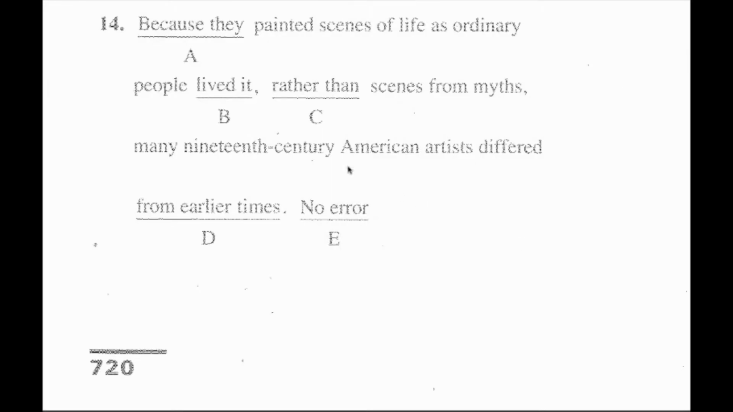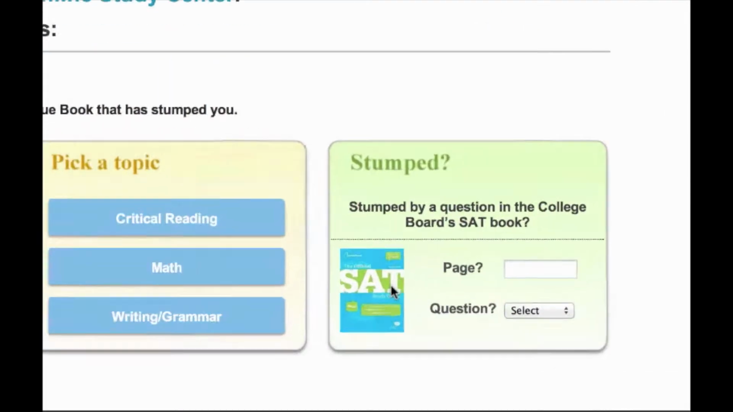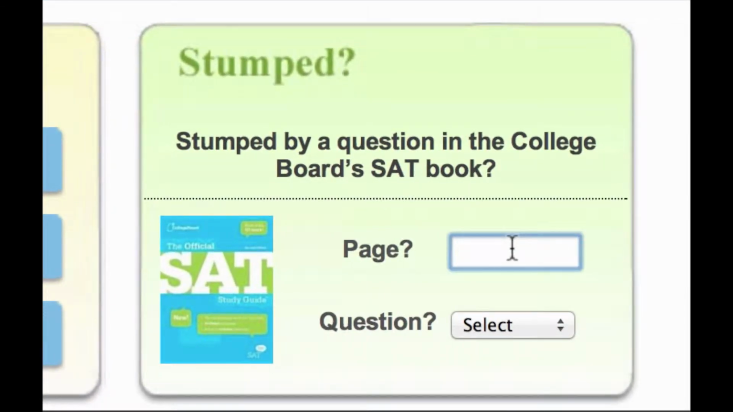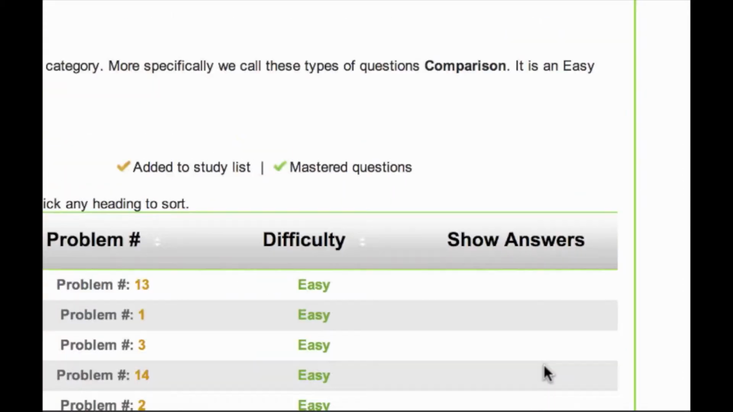Because we know that the answer is definitely not B and it's not E, this is a type of problem you're going to need some help with. What you can do in that case is go straight to our website and in the College Board Big Blue Book, type in page 720 and then choose from the problems on that page. We're going to choose number 14.